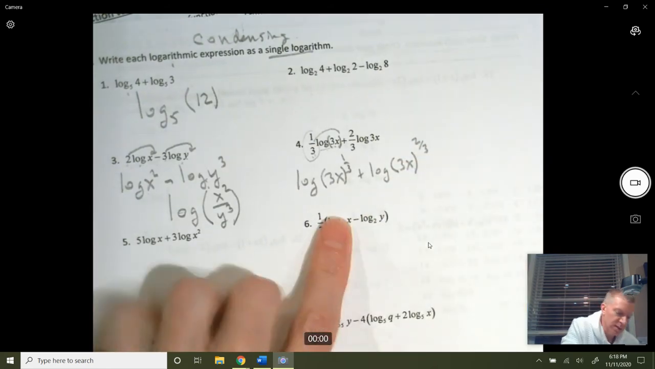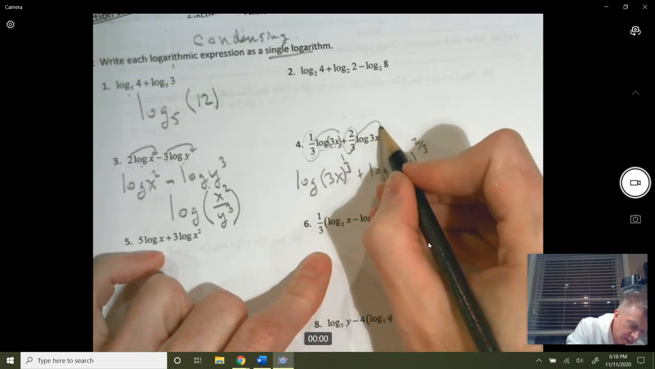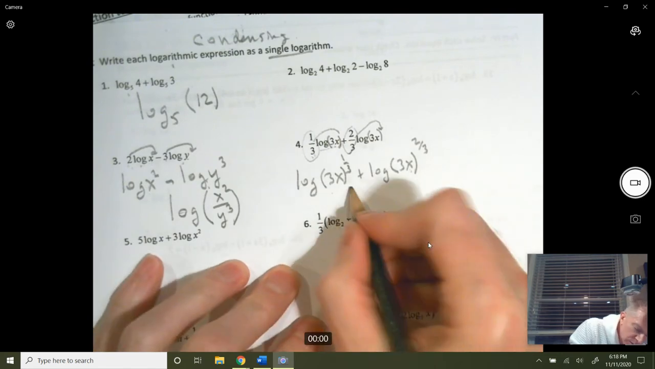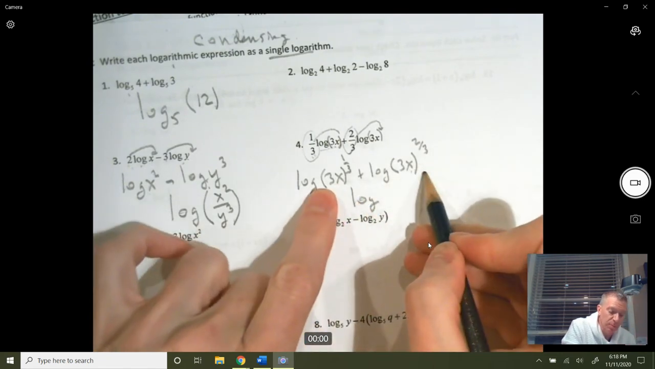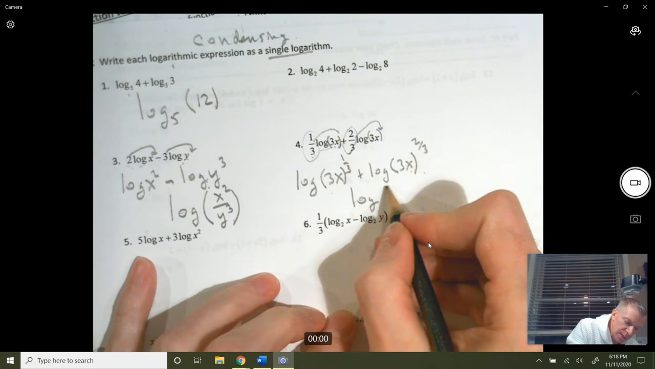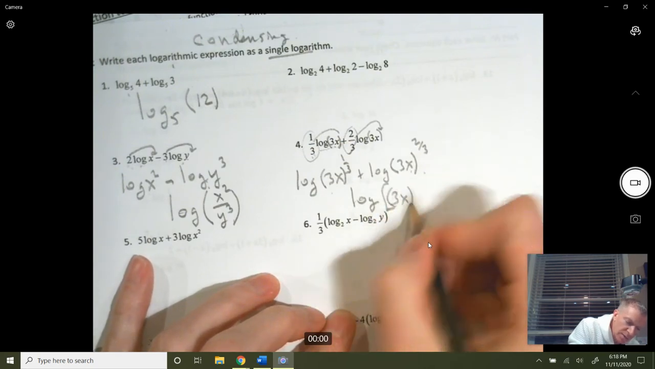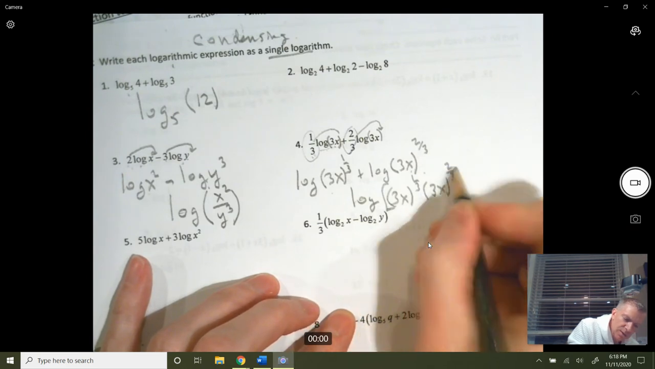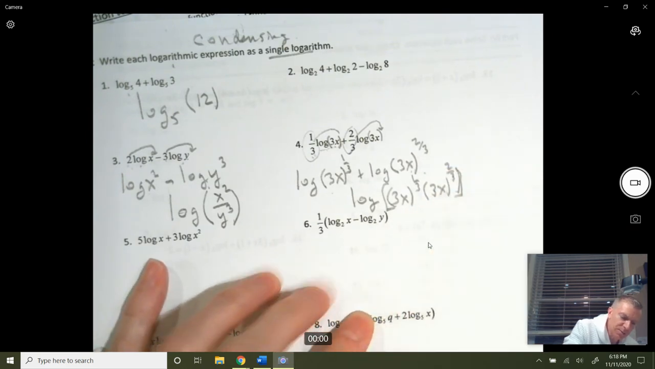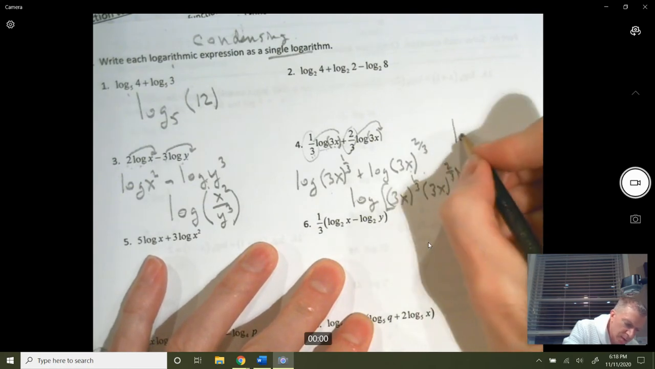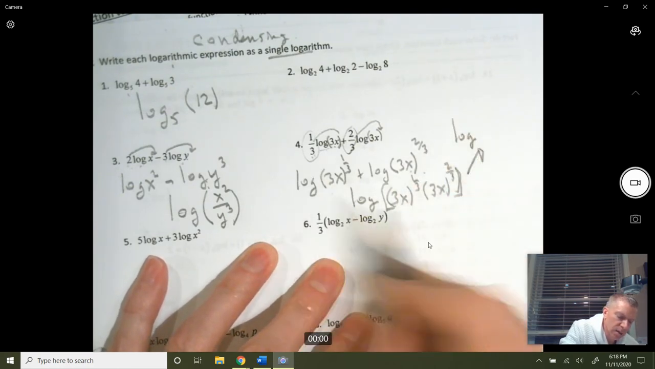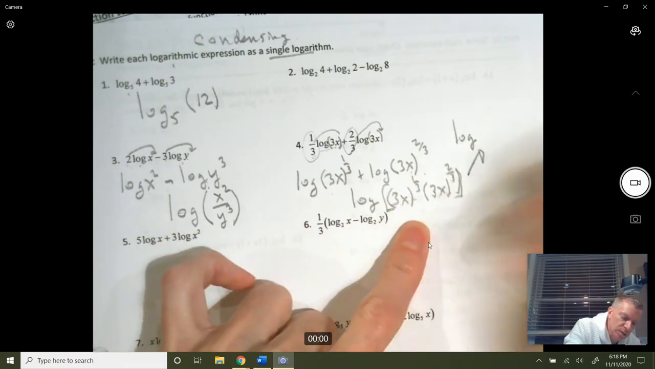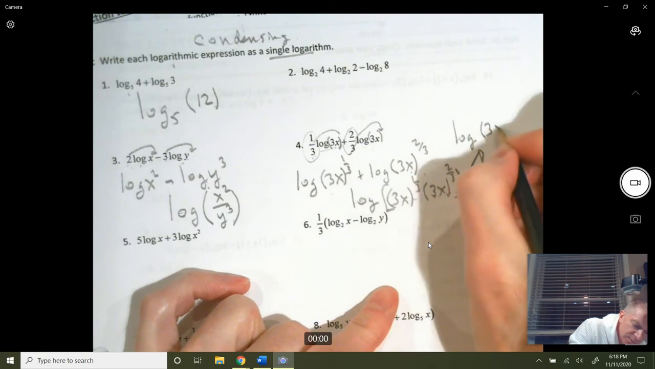Okay, because this coefficient gets bumped up there on the argument also. So now when we add these two logs, we're going to multiply the arguments. So we get 3x to the 1/3 times 3x to the 2/3. The bases are the same, so we can add the exponents. Log, our base is 10. So log of 3x, add the exponents. So 3x, 1/3 plus 2/3 is 3/3. So we just get log of 3x.